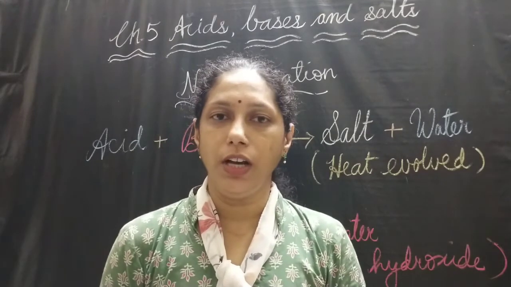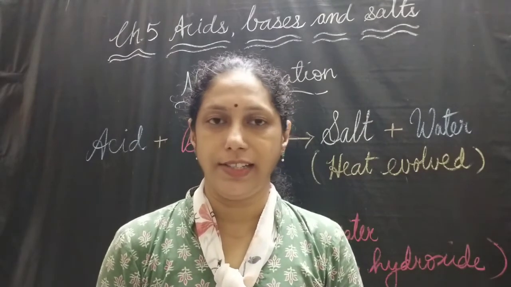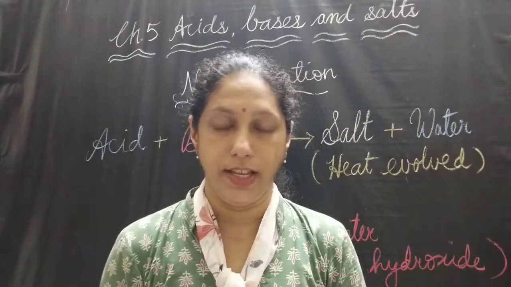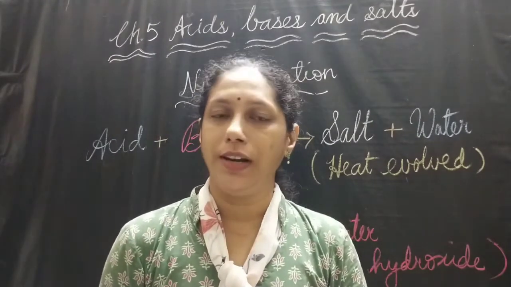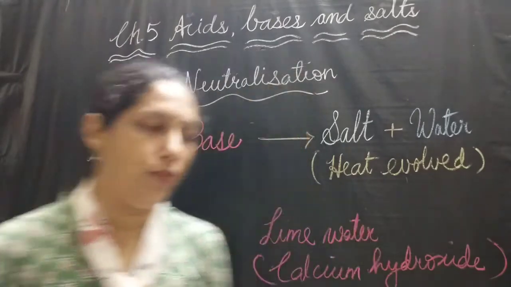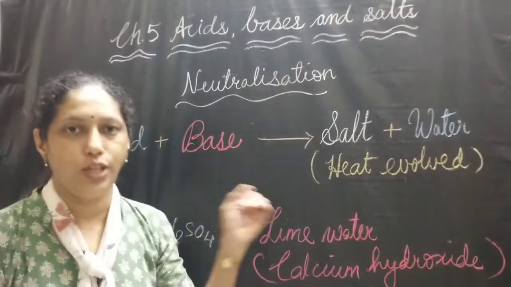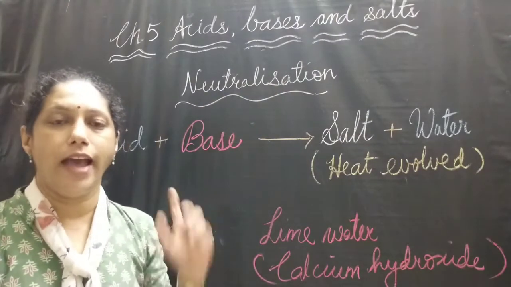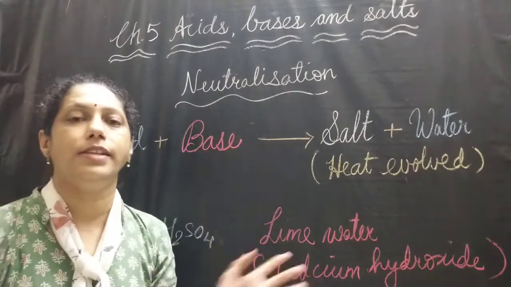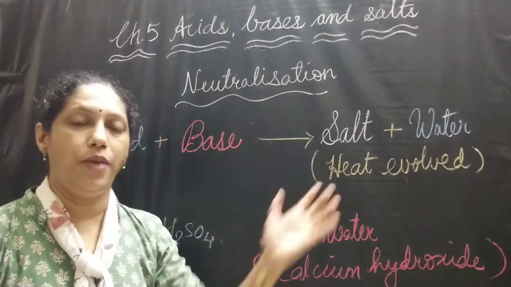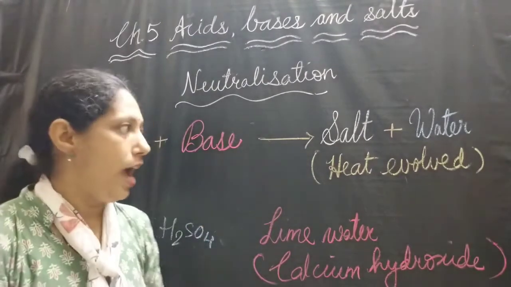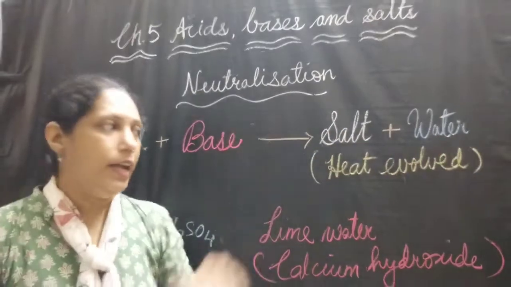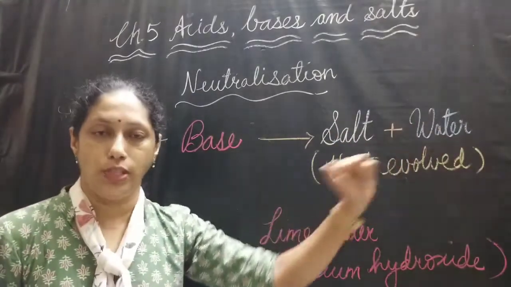In previous class we learnt about the effects of synthetic indicators like phenolphthalein and methyl orange on acids and bases. Then we learnt about neutralization. The reaction between an acid and a base is known as neutralization. In this process, acid and the base neutralize the effects of each other, and at the end of this process salt and water are produced. Heat is evolved during this process.